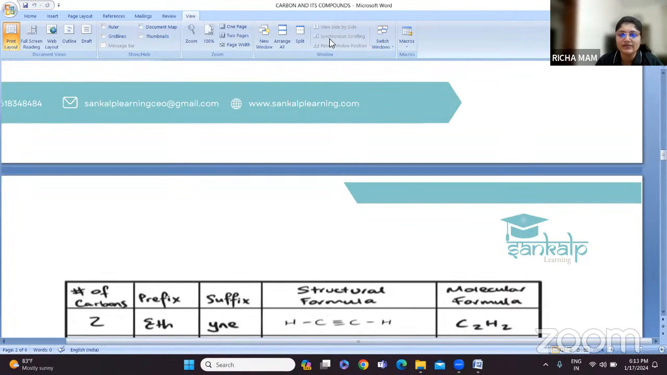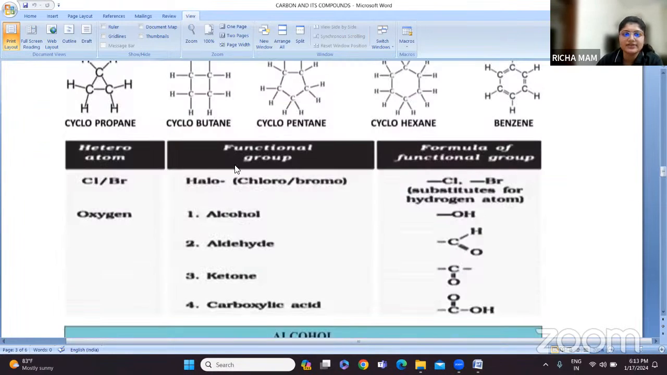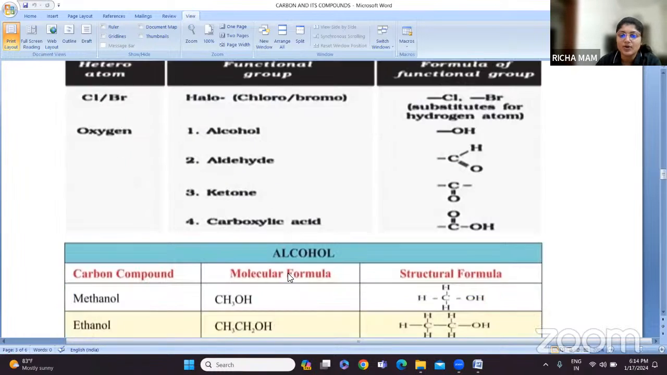And alkynes have a triple bond between the carbon atoms, right? So they are called unsaturated compounds. So these things we have covered in our previous classes. Then we have seen the types of heteroatom functional groups and the formula of each functional group. When you have oxygen, there are different functional groups: alcohol, aldehydic group, ketonic group, carboxylic group.